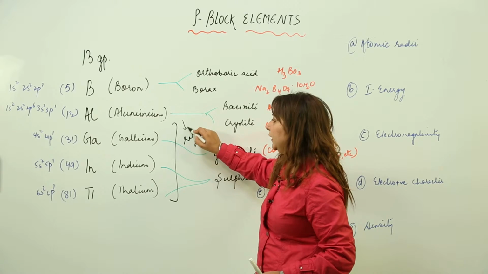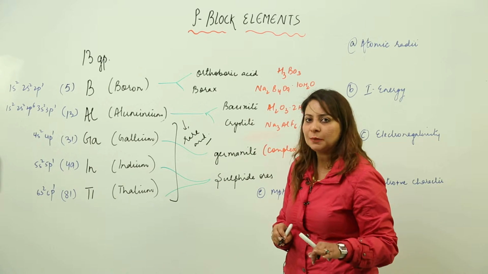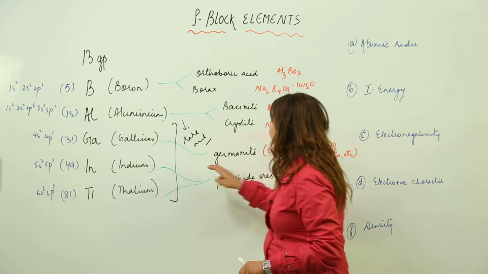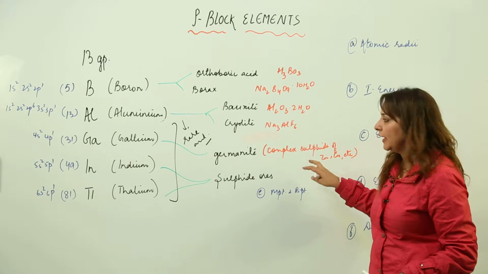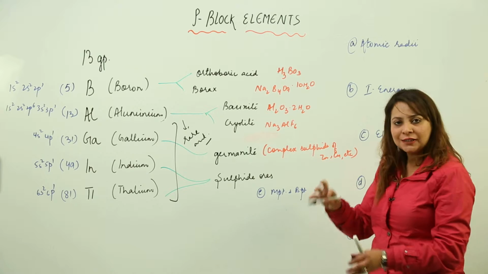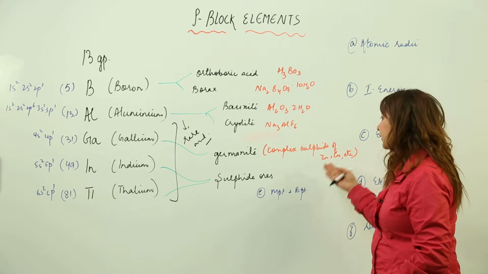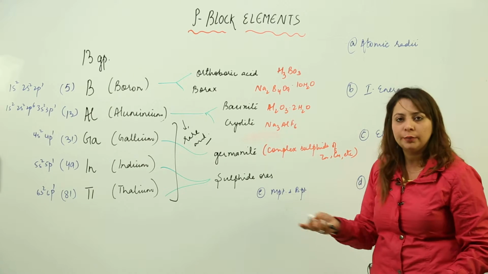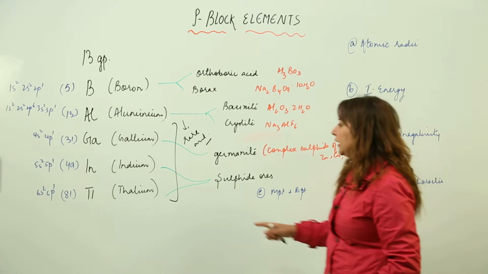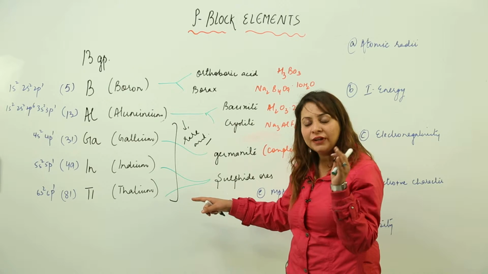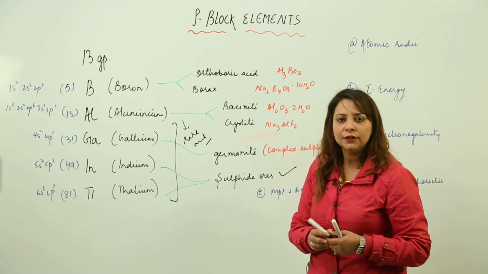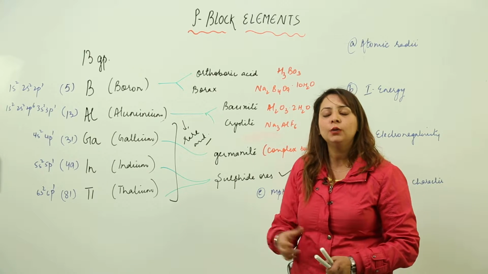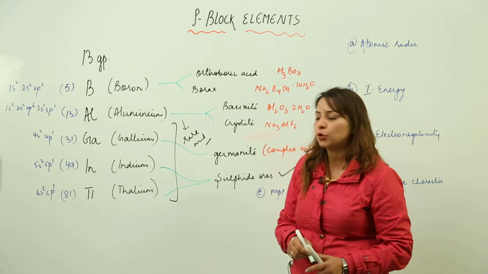Next is gallium. As compared to aluminium, gallium, indium and thallium are present in rare amounts, less abundant. Gallium occurs as germanite, which is a typical complex sulfide ore, in which gallium is present with sulfur, along with other elements like zinc, copper, etc. Indium and thallium are very less abundant and occur in combined form as sulfide ores.